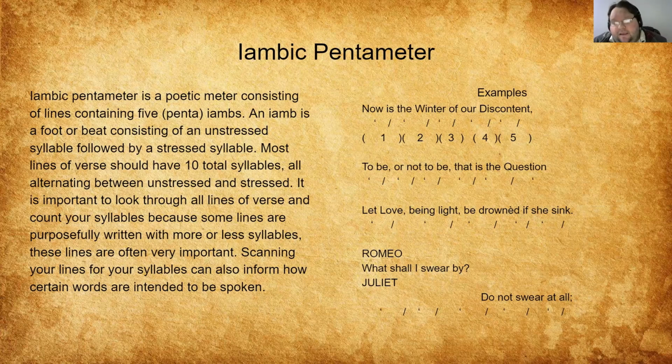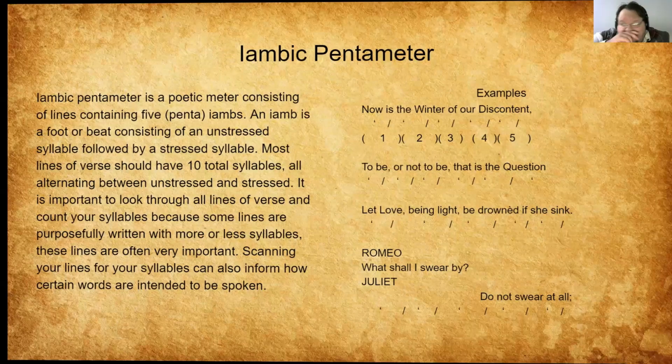So use that iambic pentameter as a guideline, and once you've done it enough, you'll start to feel the flow. You will feel how that beat is in the back of your delivery. But again, never da da da da da da da da da. Now is the winter of our discontent. It's just no. So let's move right along.